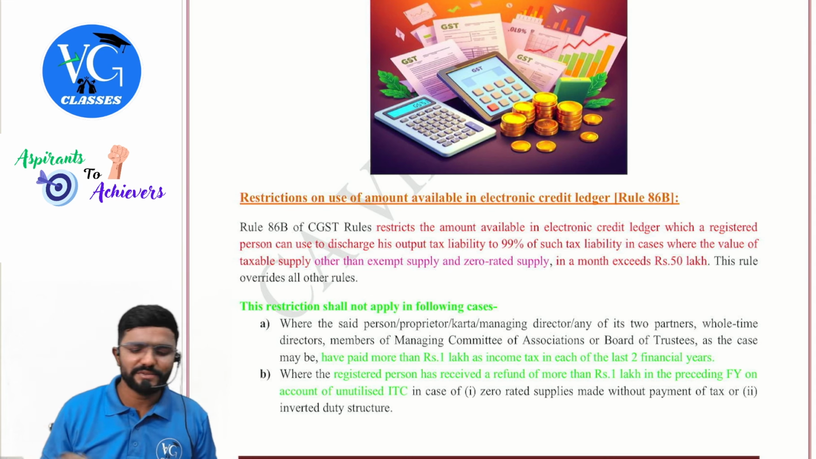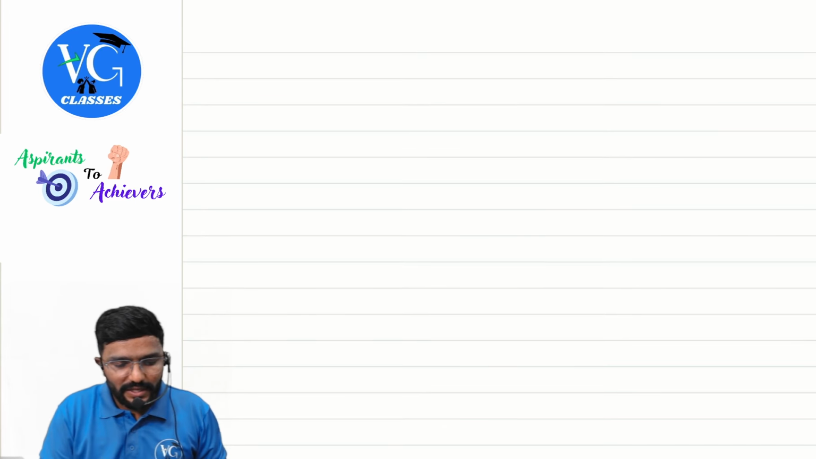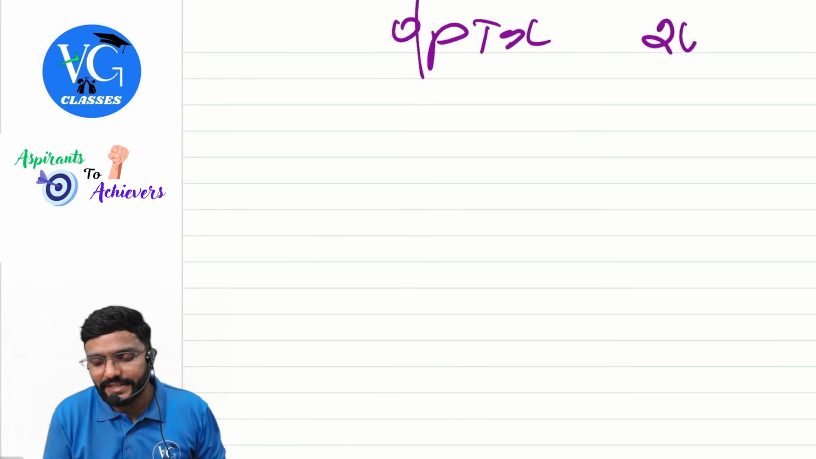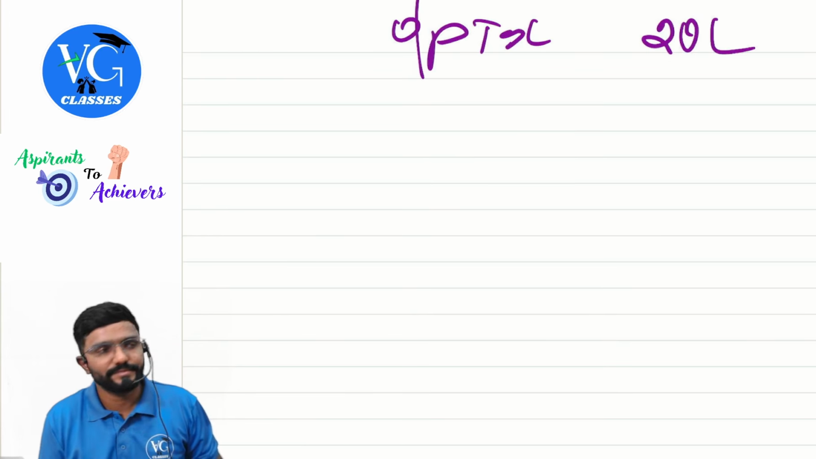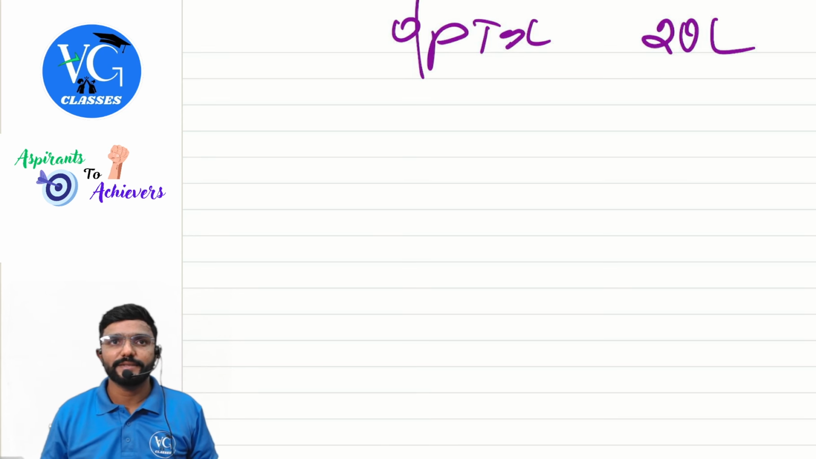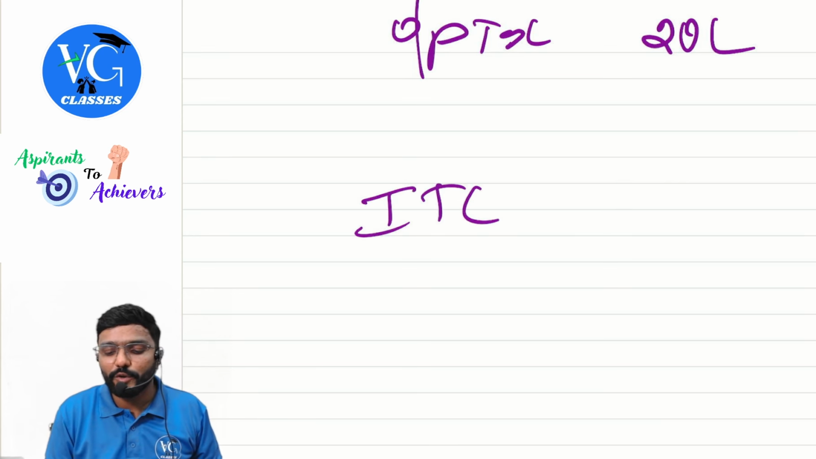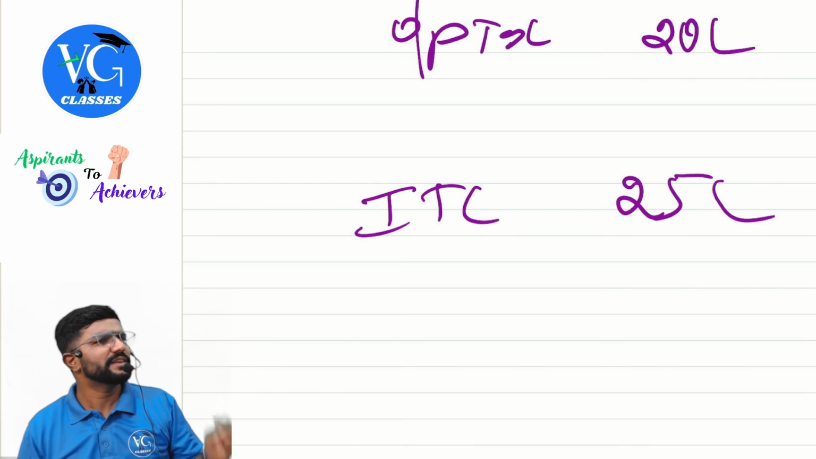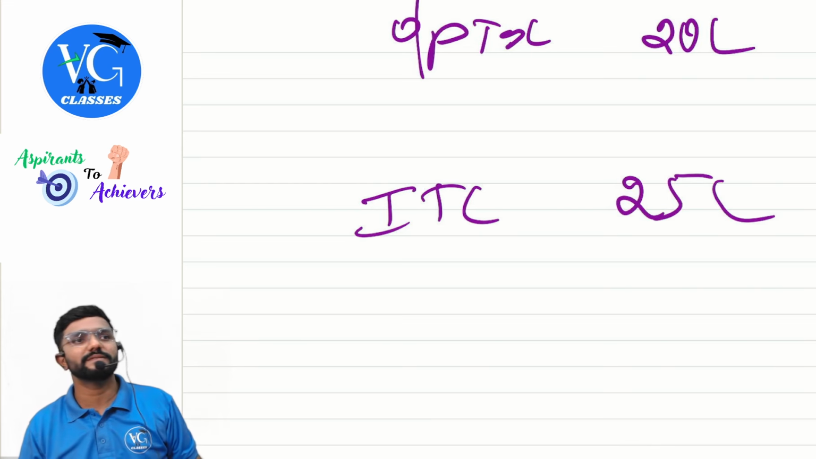Rule 86B is very simple like this, guys. Assume, sir, my output tax is 20 lakh, sir. Value of outward supply should be more than 50 lakh, not tax. Okay, yes, I'm talking about output tax is 20 lakh. I have ITC of 25 lakh. Can I use fully? Normally, yes, I can use fully. Remaining 5 lakh credit, I can carry forward.